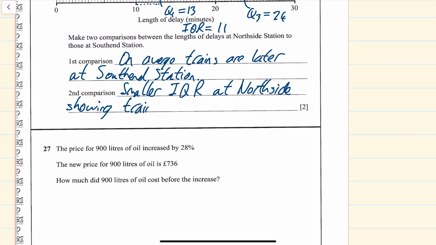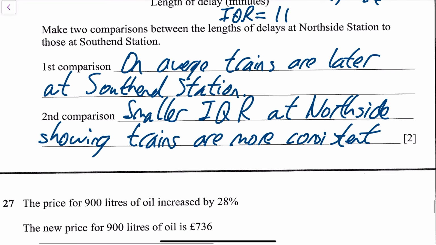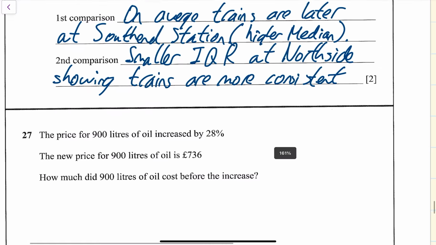Showing the trains are more consistent. So something along those lines. That's it. So on average, trains are later at Southend, and we'll put in brackets for that. It had a higher median. And that's it. Okay, right.